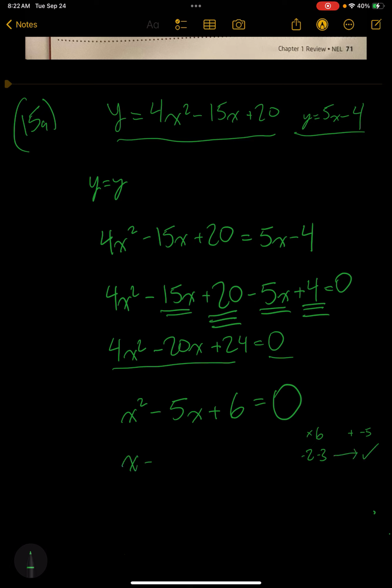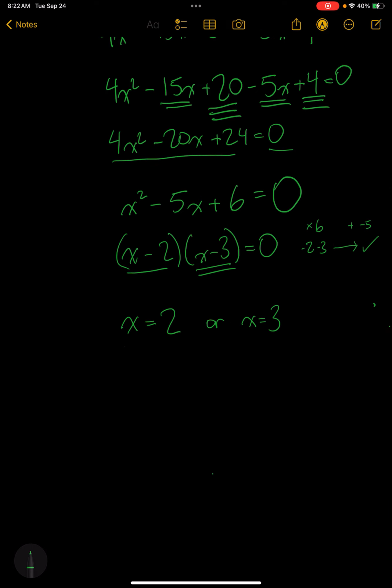So the answer is x minus 2 times x minus 3 equals 0. In order for that to be true, one factor must be 0 or the other must be 0. So x equals 2, or x equals 3.